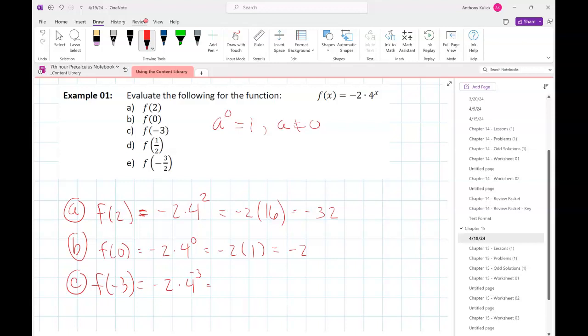So if I do f of -3, how do I do a negative exponent? Right, I have -2 times 4 to the -3. How do I deal with a negative exponent?